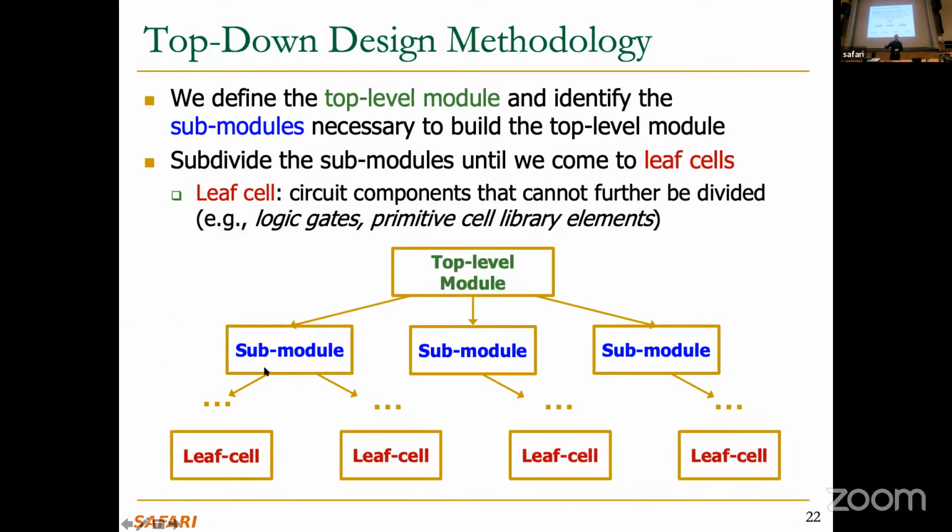Your top-level module may be a processor, and then you decide what the sub-level modules are: decoder, L2 cache, L1 cache, I don't know, adder or ALU, etc. And then each sub-module consists of sub-modules, and then eventually you have leaf cells. Leaf cells are circuit components that cannot be further divided, let's say. These could be logic gates or primitive cell library elements that the synthesis tool depends on. This makes sense, hopefully, right?